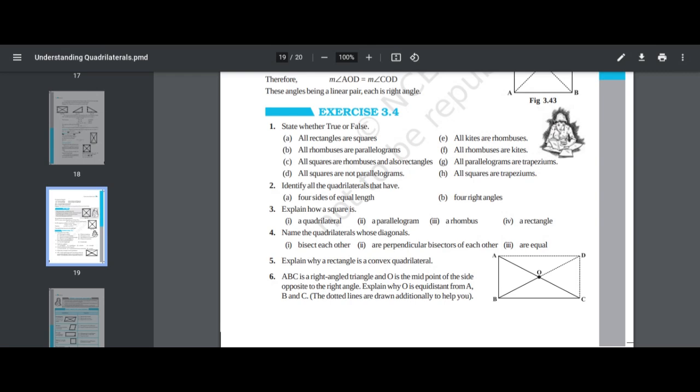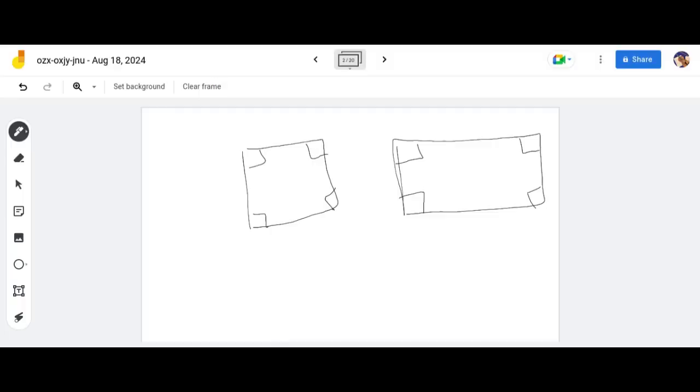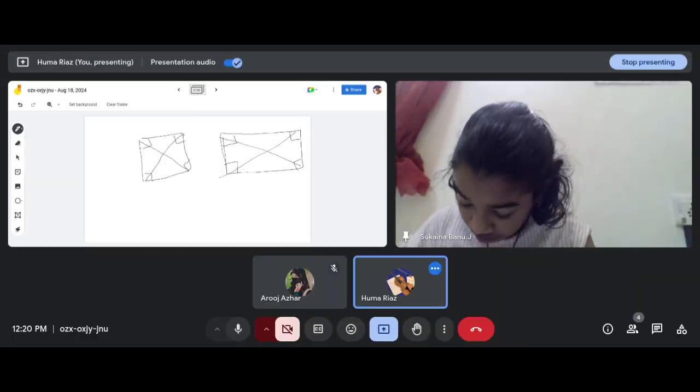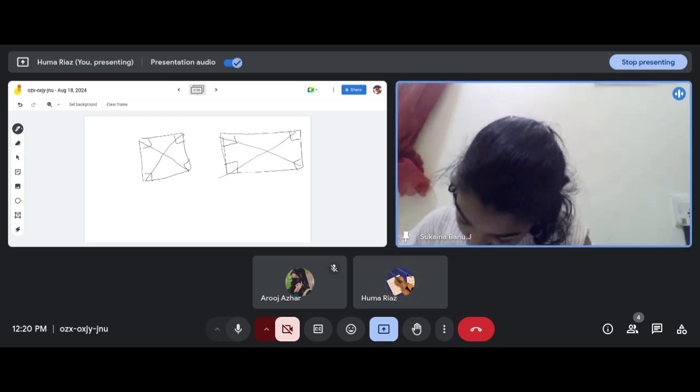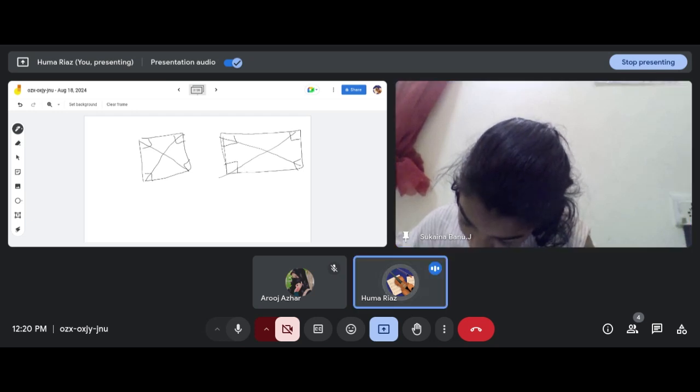Now for question number 4. Name the quadrilaterals whose diagonals bisect each other. If we draw the diagonals, in a square they bisect each other, and in a rectangle they bisect each other. So we have four names: parallelogram, rhombus, square, and rectangle.